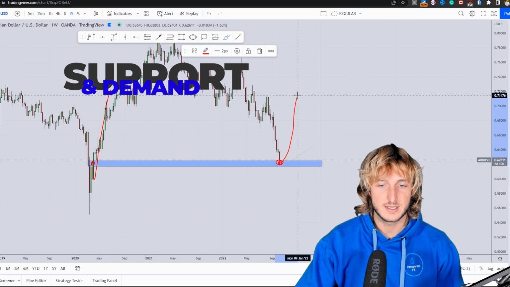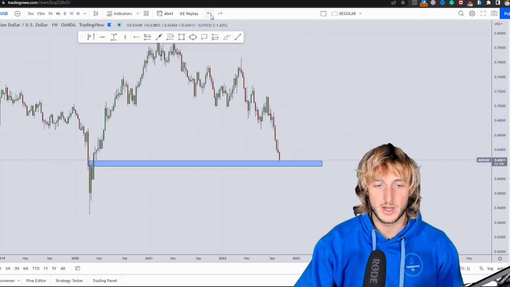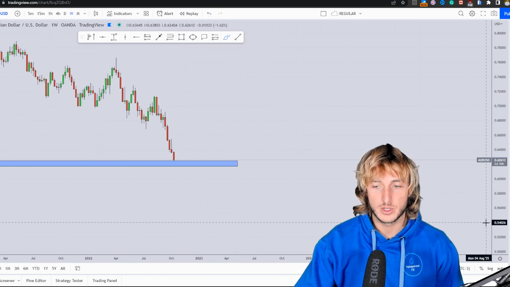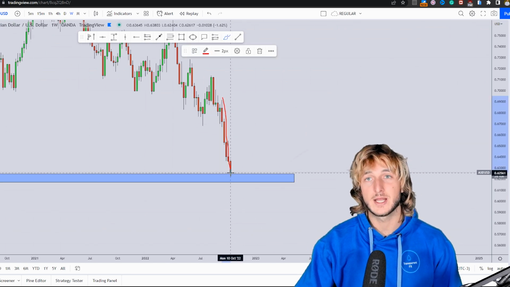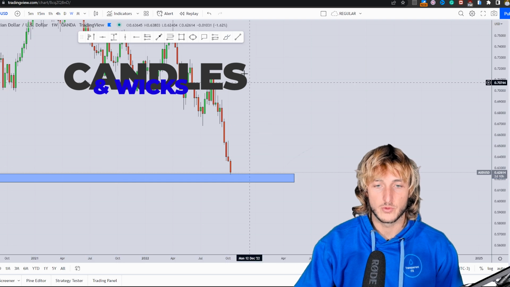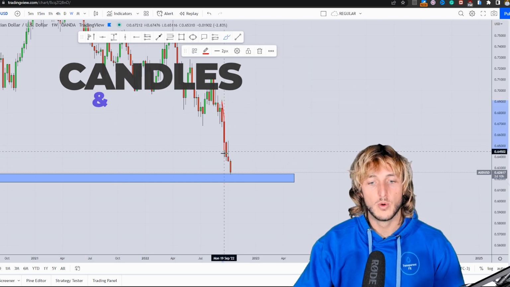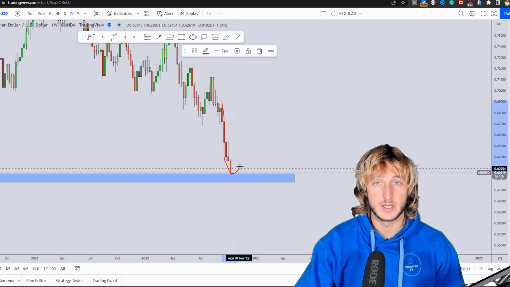And what we could expect is a potential rejection away from the area, considering that if we look closer, we can notice how all this move to the downside was created without not even one green candle, showing how overextended the market is at the moment to the downside.